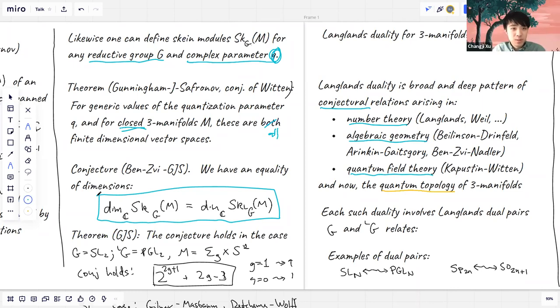Any questions or comments? Yeah, I have a question. So nice talk. So this skein module, is this what this Kapustin Witten twist assigns to the three manifold?